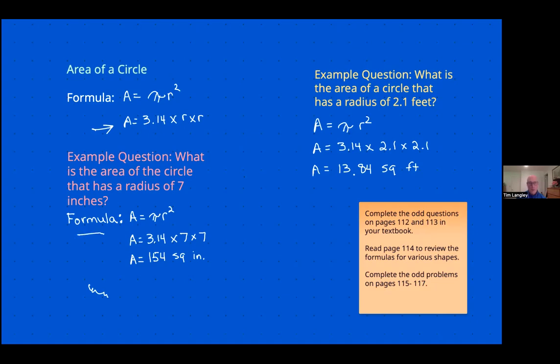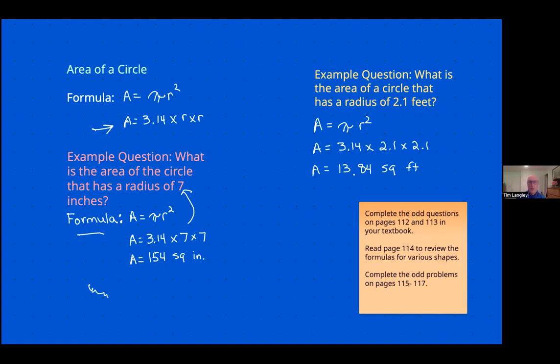Start plugging in your numbers. Area equals 3.14 times, well, it says the radius is 7, and that is halfway across, and that's part of the formula. 7 times 7. Plug those numbers in your calculator, and you'll get 154 square, and it's in inches, so square inches.